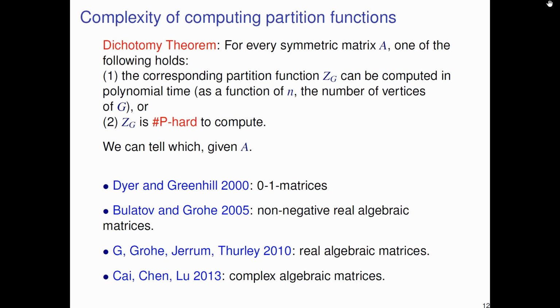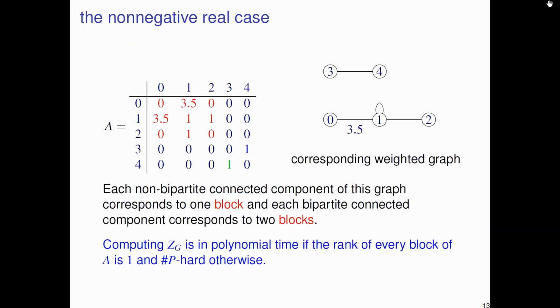Okay, so this result came about slowly. Dyer and Greenhill did 0, 1 matrices, and then Bulatov and Grohe generalized that to non-negative real algebraic. And then together with Grohe, Jerrum, and Thurley, we generalized to real algebraic, and then Cai and Chen to complex. I'm going to just tell you a little bit about the middle two. The idea is just to give you a feel for what the criterion looks like, what is the truth. And then we're going to move on to approximation, which was the actual point here. Okay, let's see when we can actually compute the partition function.